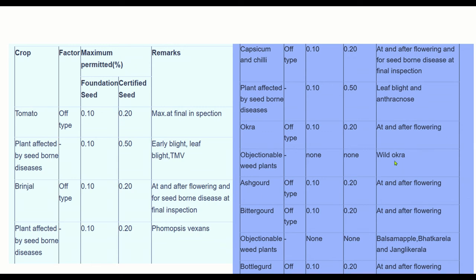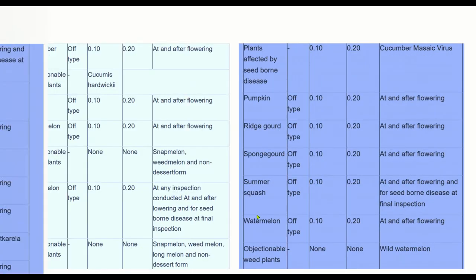And then in case of ash gourd we have similar field standards, which is for off type at and after flowering. And for bitter gourd also the same thing. For bitter gourd we have objectionable weed plants, which are balsam apple, bhat karela, and jungli karela. And for bottle gourd we have the off type, which is similar to all the others.